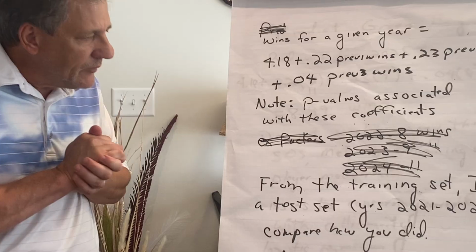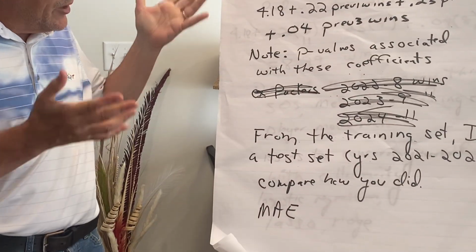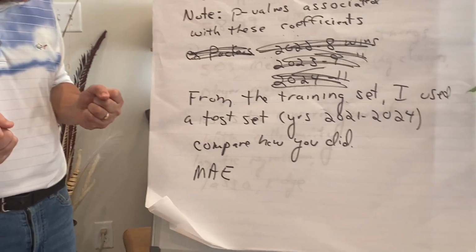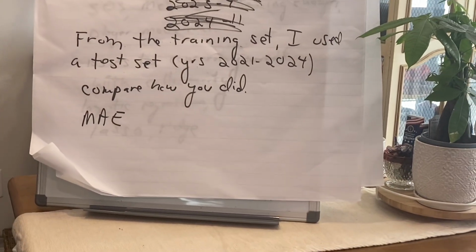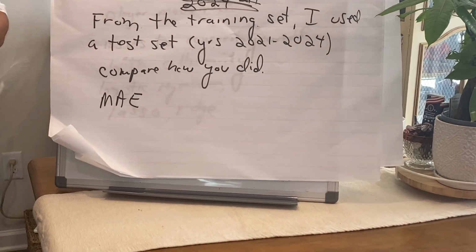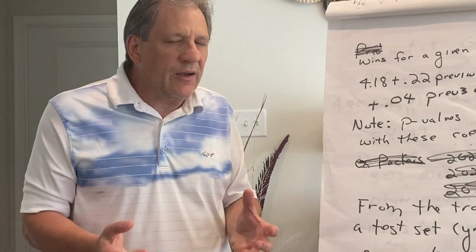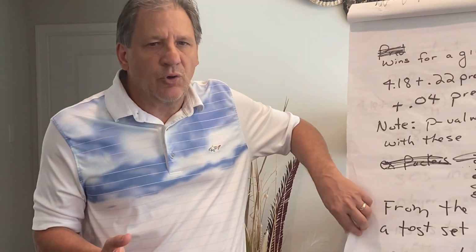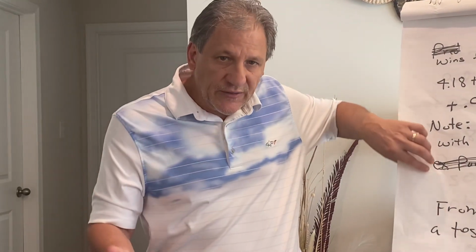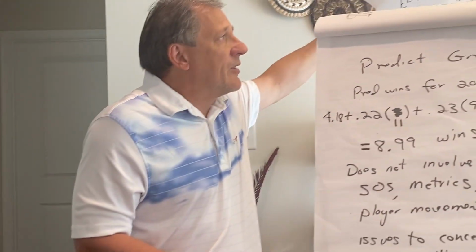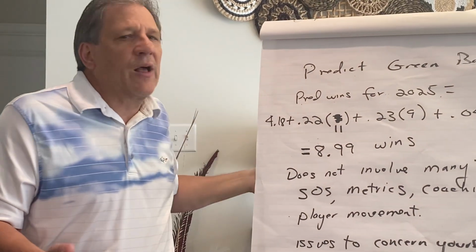So you do this. You have a test set. Now you're testing what you found, and if you're happy with your mean absolute error or how well it predicts, then you might use that to predict for 2025. Okay. Now, being happy with a mean absolute error, that's a relative thing, isn't it?